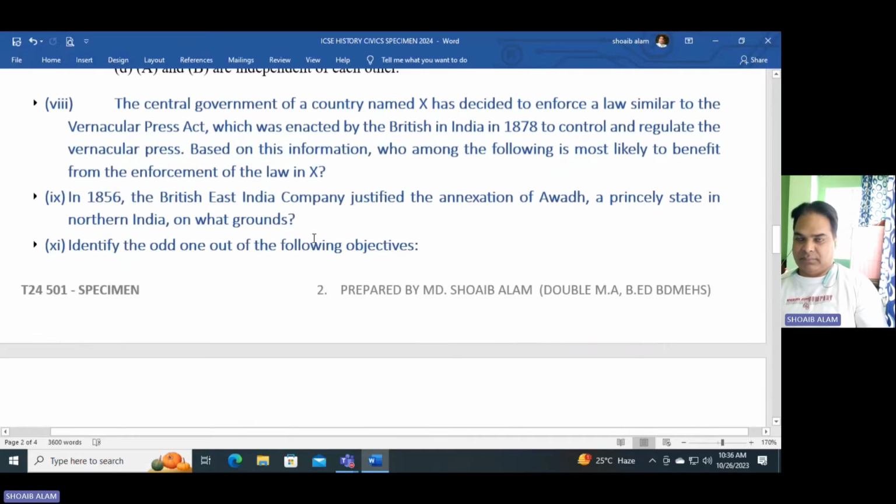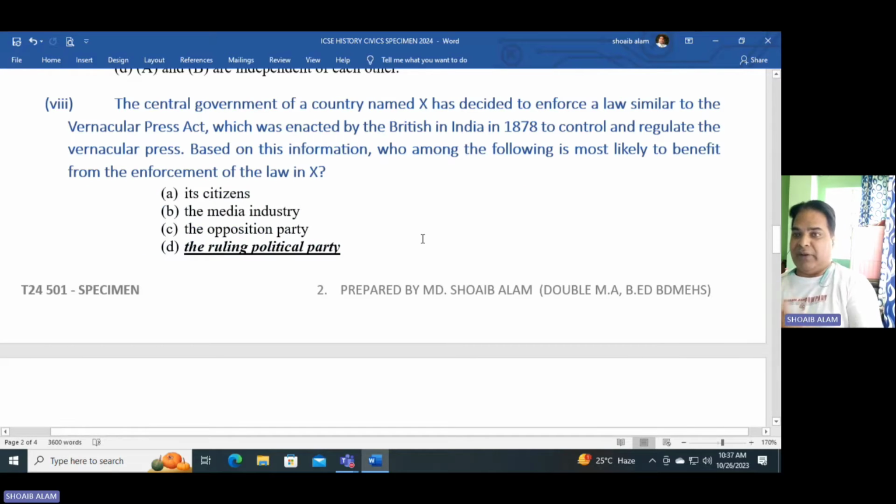Now the next question. The central government of a country named X had decided to enforce a law similar to the Vernacular Press Act, which was enacted by the British in India in 1878 to control and regulate the vernacular press. Based on this information, who among the following is most likely to benefit from the encroachment? Definitely the ruling political party will be benefited by this act.